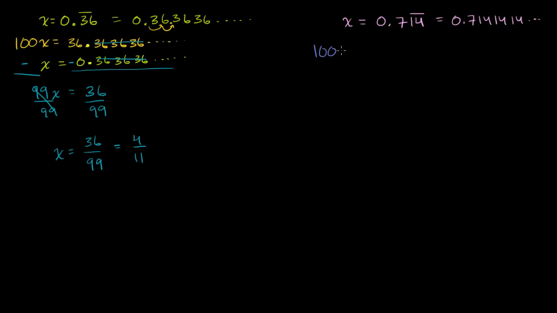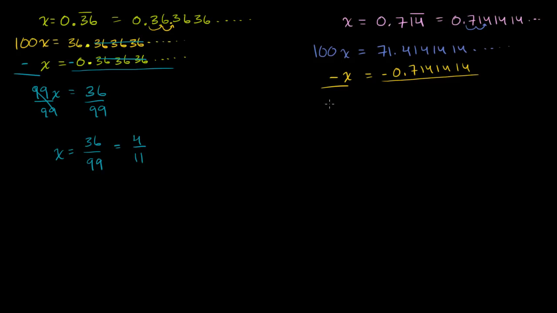So you get 100x is equal to, we're moving the decimal 2 to the right, 1, 2. So it's going to be 71.414141, on and on and on and on. And then let me rewrite x right below this. We have x is equal to 0.714141. And notice, now the 14s, 14, 14s, they're lined up right below each other. So it's going to work out when we subtract. So let's subtract these things.